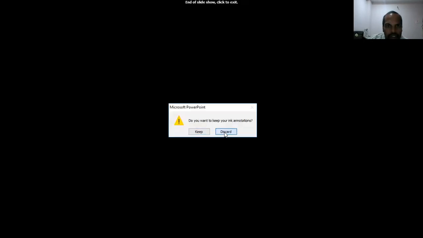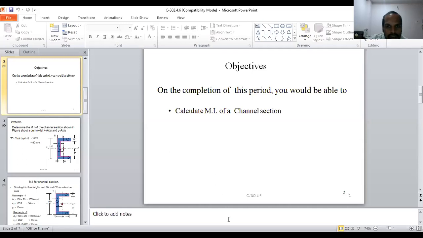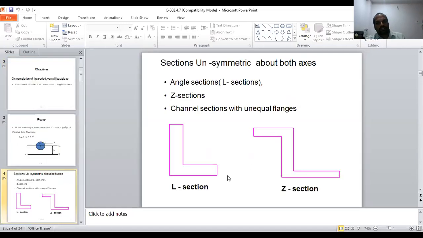Right. Let us go to the next topic. So now let us see this one: sections unsymmetric about both axes. I have discussed it just now itself.